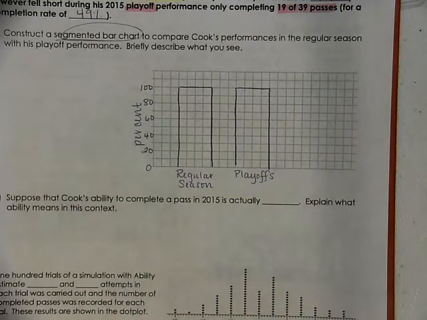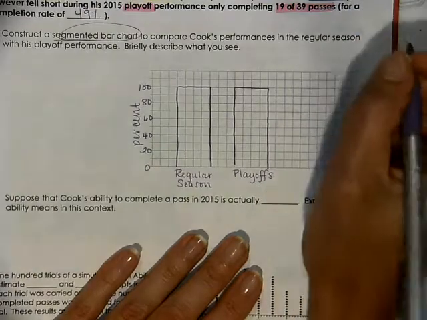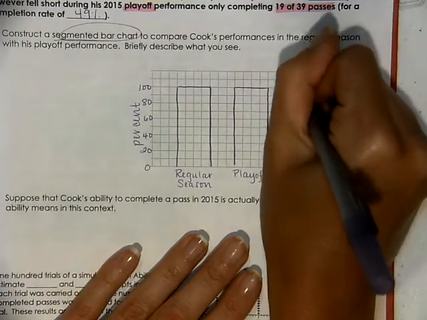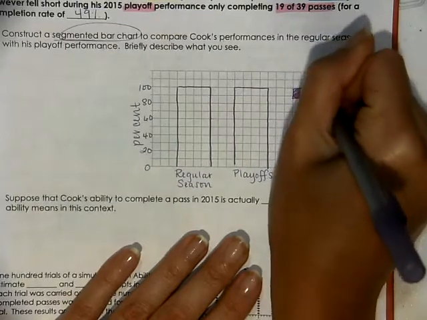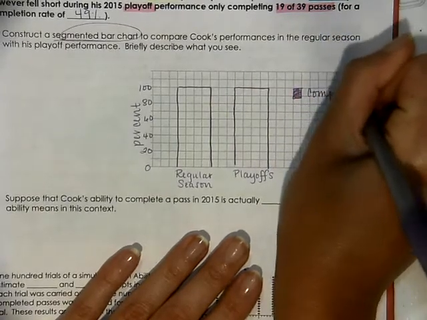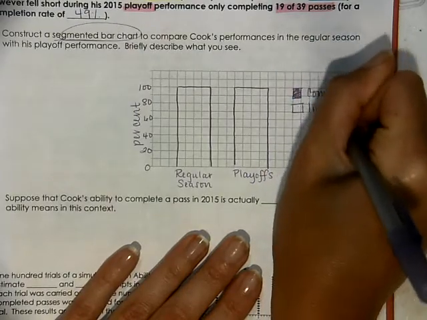Okay, so I'm going to divide each of these two bars, because remember, a segmented bar chart is kind of like a rectangular pie chart. So we're going to take the rectangles and divide them up, just like with a pie chart, we take circles and divide them up. So we're going to divide it up into our completions and incompletions, or our completed passes and incomplete passes. I'm going to use shaded to represent completed passes and unshaded to represent incomplete passes.